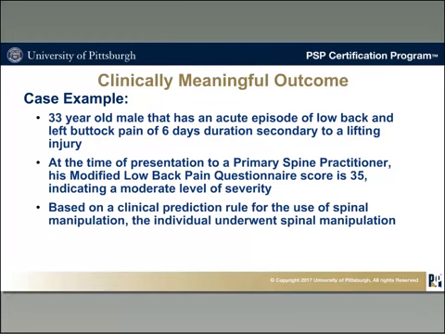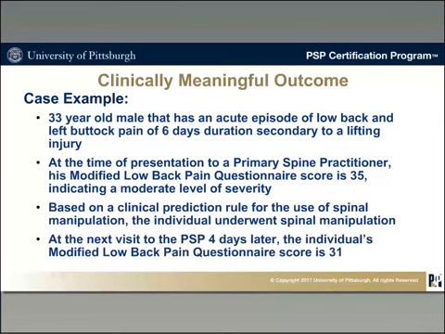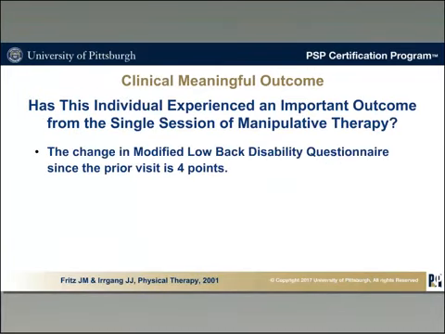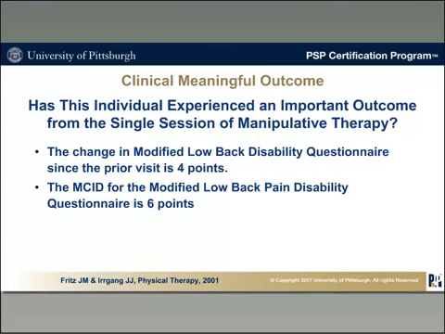Based on the clinical prediction rule for the use of spinal manipulation, you decide that you're going to perform spinal manipulation for this individual. At the next visit, coming back to you 4 days later, the individual's score is now 31. Okay? So is this patient improved? Did this patient have a meaningful outcome, going from 35 down to 31? So basically, we can see here that the change in the modified low back disability questionnaire since the prior visit is 4 points.